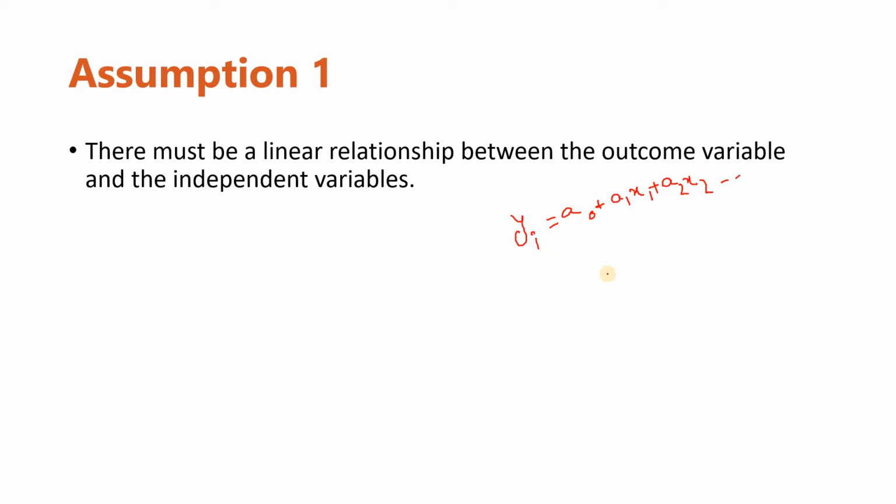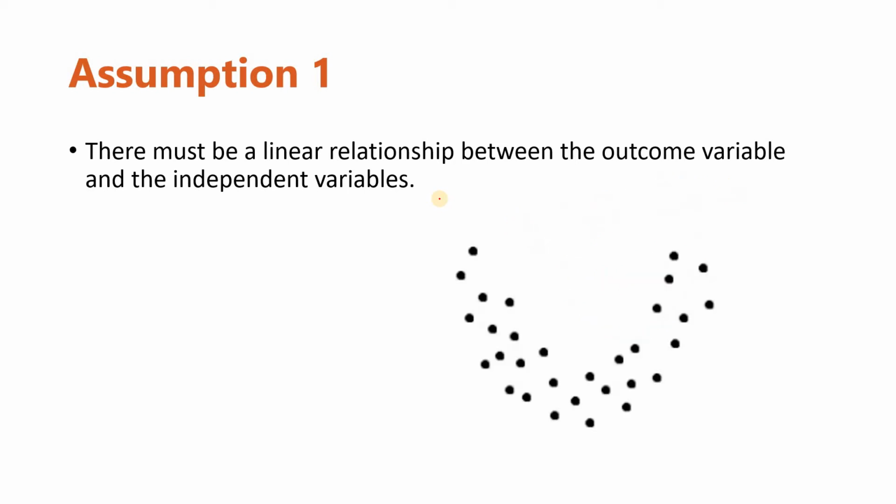We are not introducing any term such as an x1 square; this kind of polynomial term will not come. Only polynomials of degree 1 at maximum are allowed for linear regression. It is quite obvious. So a linear relationship should be present between the outcome variable and the independent variables, and you can easily verify this assumption if you draw a scatter plot for each independent variable and the outcome variable.